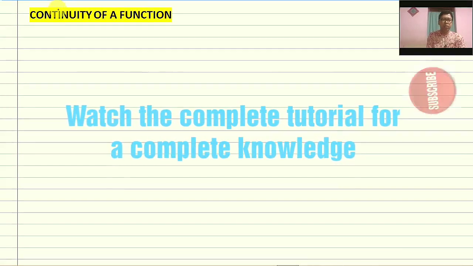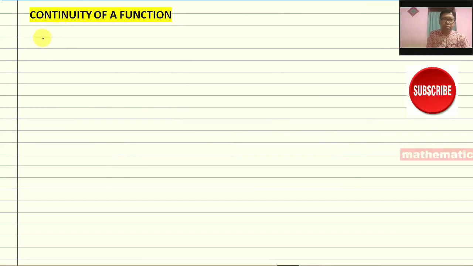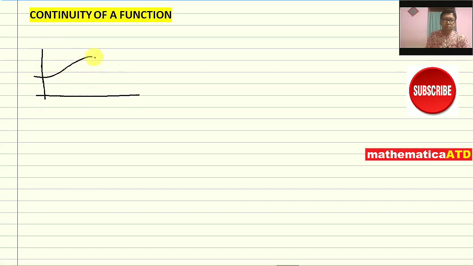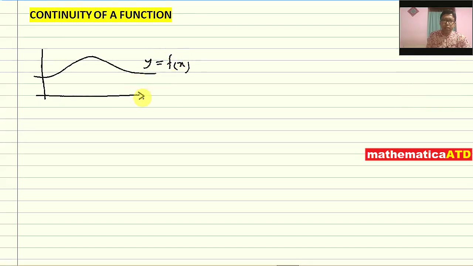Okay, I draw a few curves. Say the first curve is this one. So this is y is equal to f(x), and this is the x-axis, that is the domain line. So there is a point A, x is equal to a, where there is a hole in the curve. That means the function is not defined at the point x is equal to a.